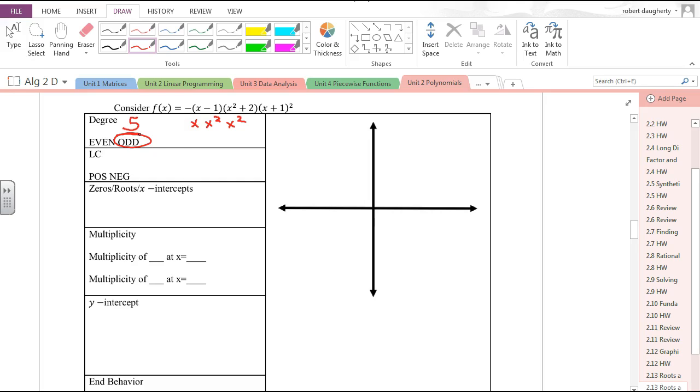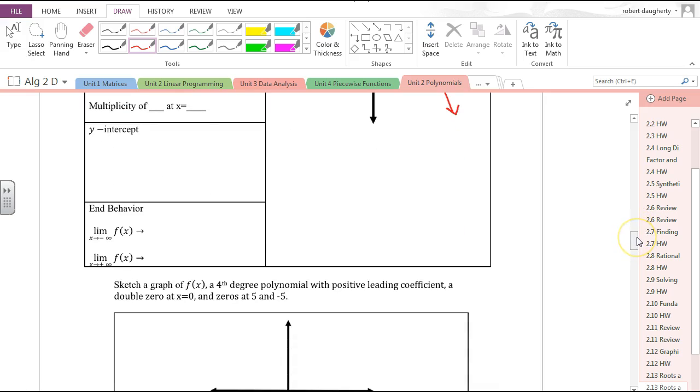What is the leading coefficient? I see a negative sign. I see a 1 in front of the x. I see a 1 in front of the x squared. And I see a 1 in front of that x squared. All of that multiplies to be negative 1, a negative leading coefficient. So an odd degree polynomial with a negative coefficient is going to go up over here and down over here. So that tells me the end behavior. When my x values go to the left, my graph goes up. When my x values go to the right, my graph goes down.